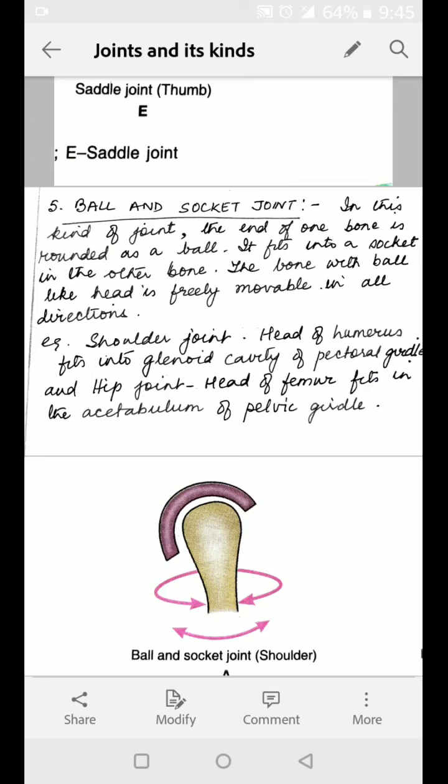So these were the different kinds of joints that we have discussed today: the three major kinds of joints, immovable or fixed joints, partially movable or slightly movable joints, and freely movable joints, and then the 5 subcategories of the freely movable joints in detail with examples. And I will end today's class here.